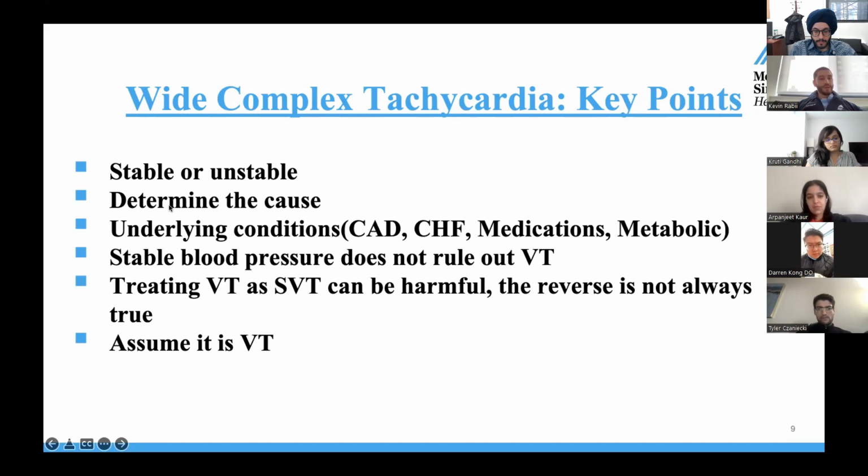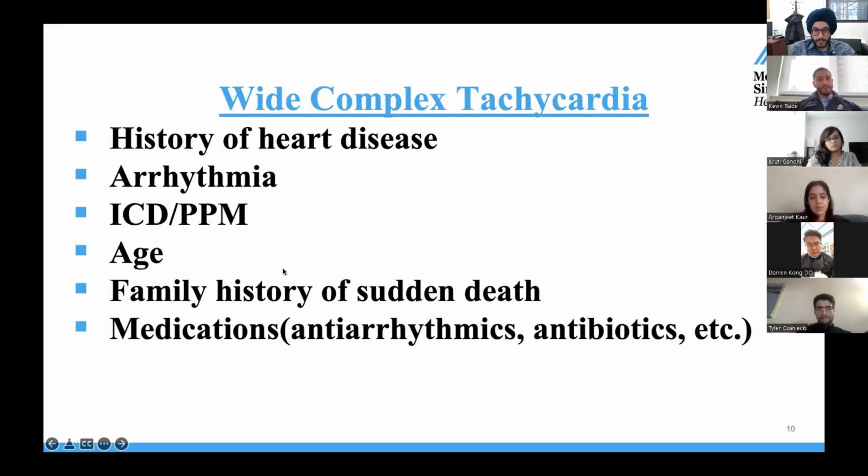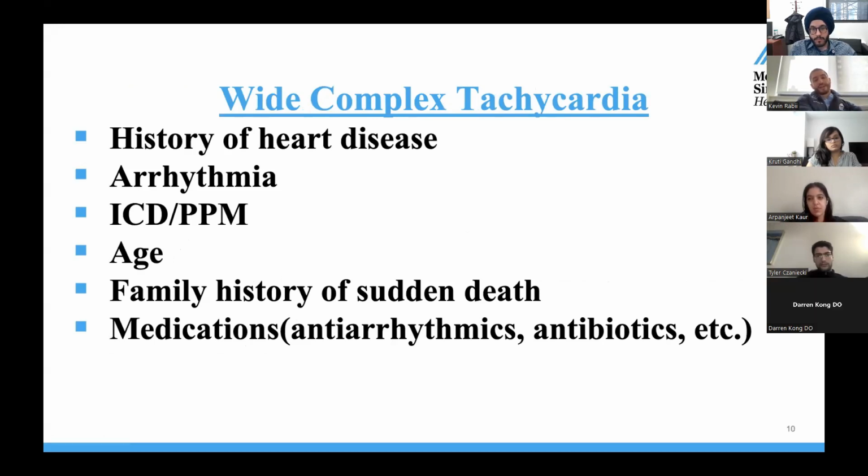And a few basic rules. Treating a VT as an SVT can be harmful, but the reverse is not always true. So the safest thing you can always do is assume it's VT until you've proven otherwise. And other important things, as I mentioned, the history of heart disease has a very high predictive value for VT. Any prior arrhythmia, presence of an ICD or pacemaker, age, any family history of sudden death, and any offending meds. This can include antiarrhythmics, antibiotics, antifungals, various other medications as well.